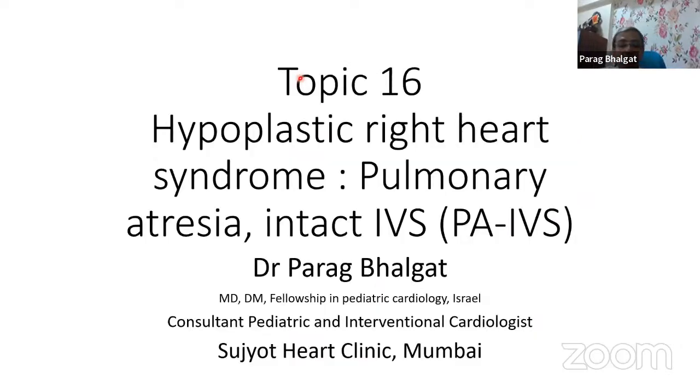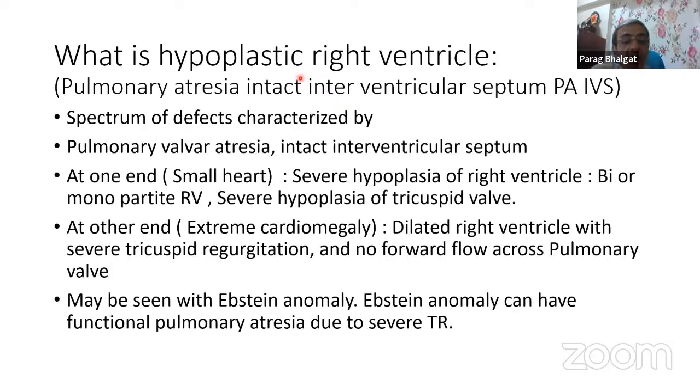Coming to another important diagnosis, hypoplastic right heart syndrome. It is also called pulmonary atresia with intact interventricular septum. What is hypoplastic right heart? It's a spectrum. Spectrum of defects. There are many things. It comes in various sizes and shapes.